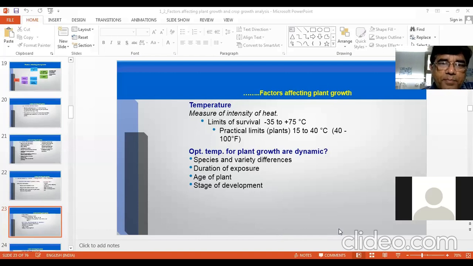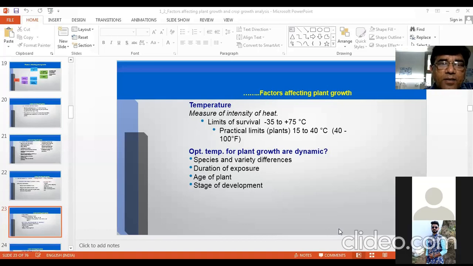And optimum temperatures for plant growth are dynamic. They are not fixed. They change with species and variety differences. Some species, plant species or animal or whatever, we mainly deal with plants and microbes, so you get different limits. Some like lower temperature, some like higher temperature, and there are great ranges of temperature. Varietal differences are also there. Some varieties may prefer lower or higher temperature, like in rice, you have seen indica rices and japonica rices.